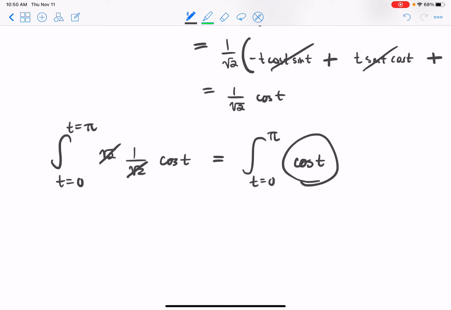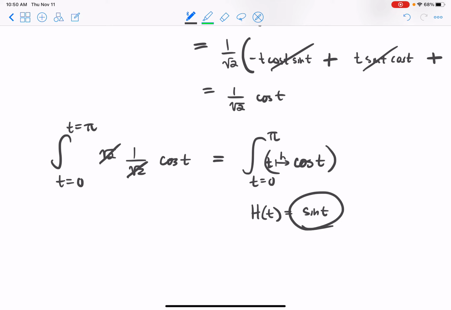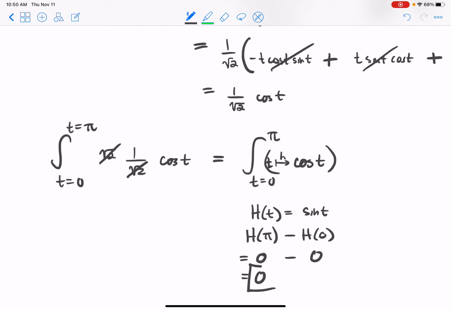So what differentiates to cosine of t? Let's call this function little h. Then big H is sine t. And you can check the derivative of this will give this function. Okay, so I do H of pi minus H of 0. Sine of pi is 0. Sine of 0 is 0. And amazingly, this integral is 0.